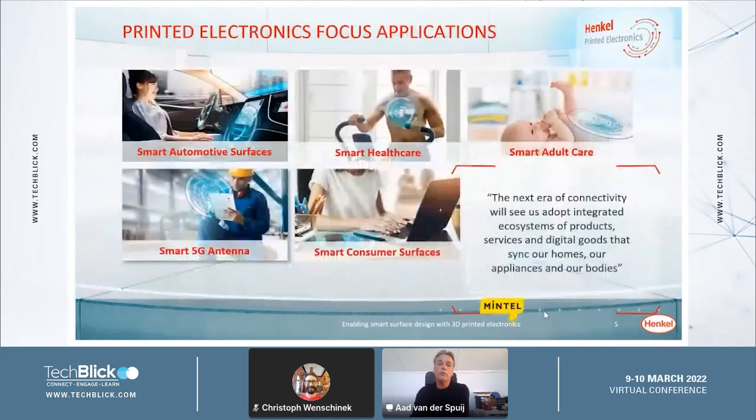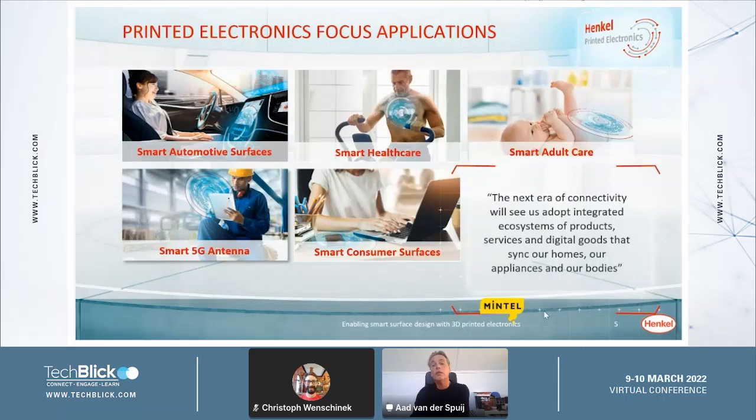So within Henkel Printed Electronics, we truly focus on a few application areas. Here you can see smart surfaces in automotive. So the car interior is heavily changing, driven by, of course, the megatrend autonomous driving. We are working on smart healthcare.